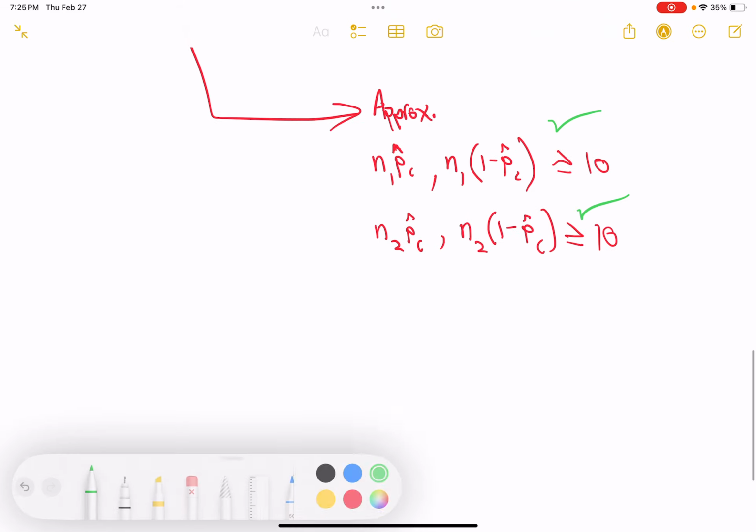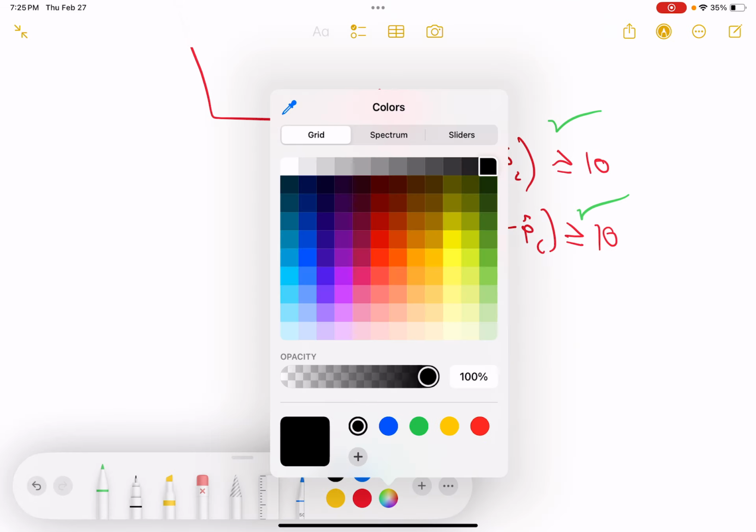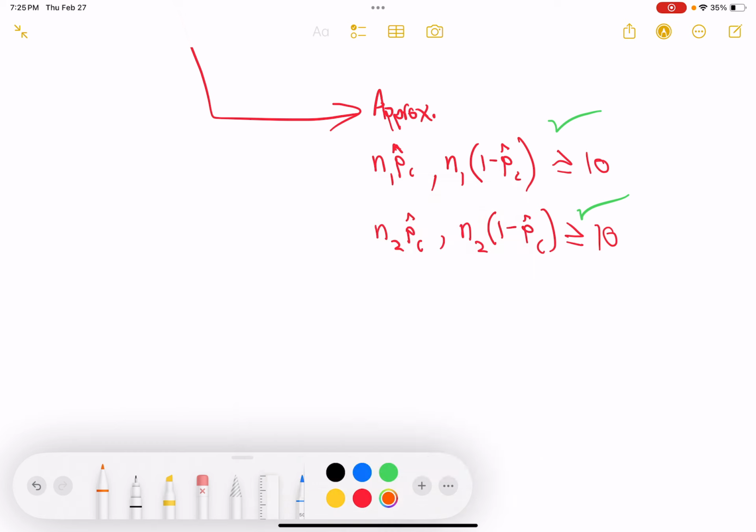Now we go on to N. Let's get back to our beautiful color orange. Gosh, I love the color orange so much. All right, we are on to N.